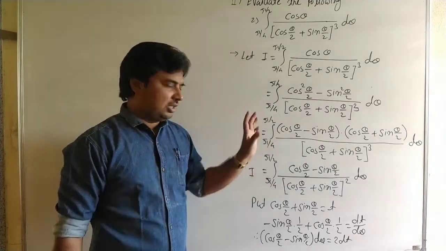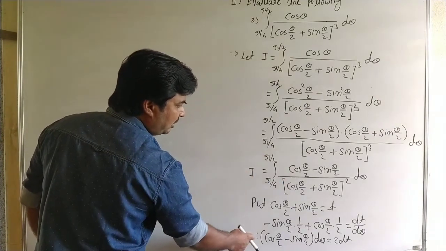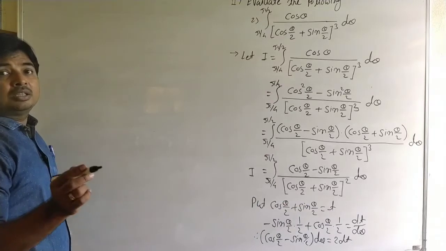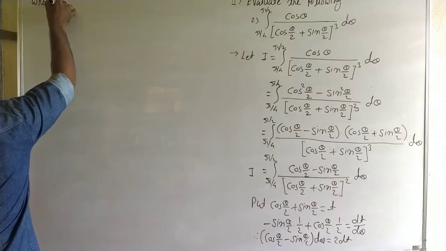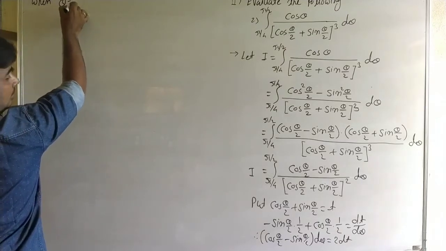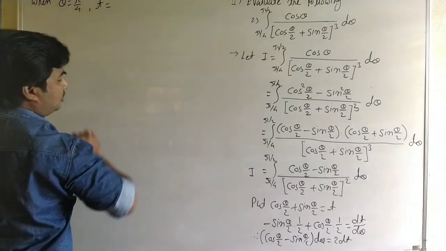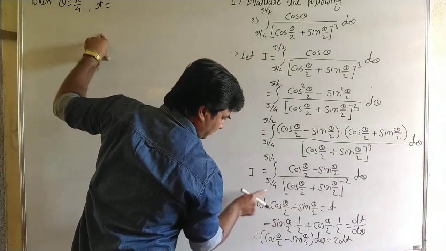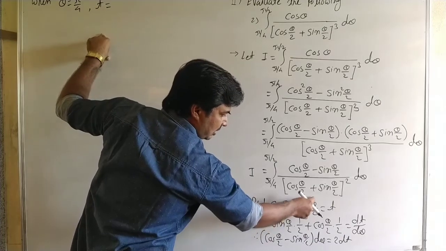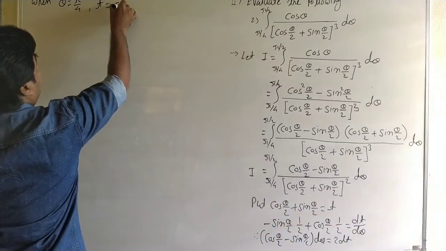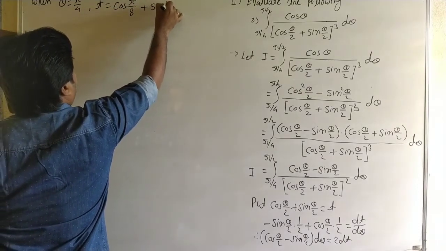So first change limit. Okay, here pi by 4 to pi by 2 is the value of the theta, but new integral in terms of t. So first find the value of t. Now when theta is equal to pi by 4, t is equal to, see carefully, pi by 4 upon 2, that means it is pi by 8, and it is also pi by 8. Therefore it is cos pi by 8 plus sin pi by 8.